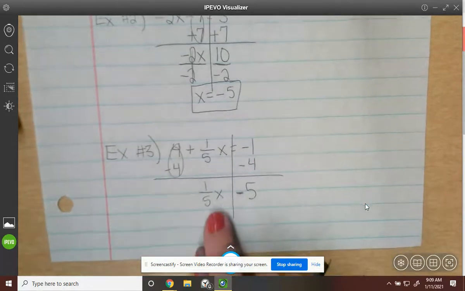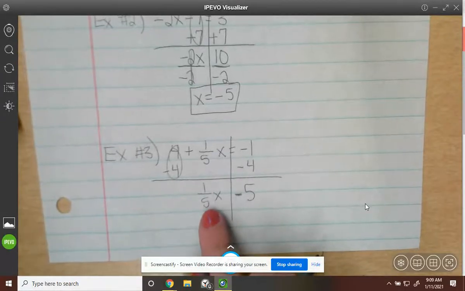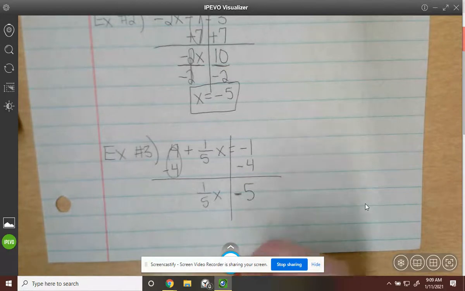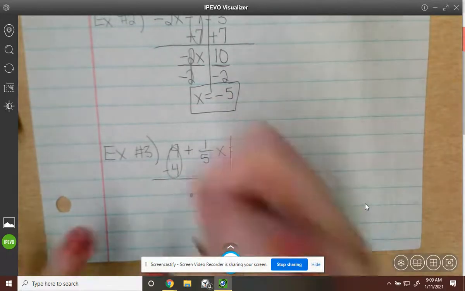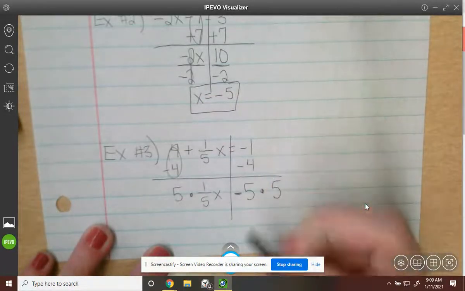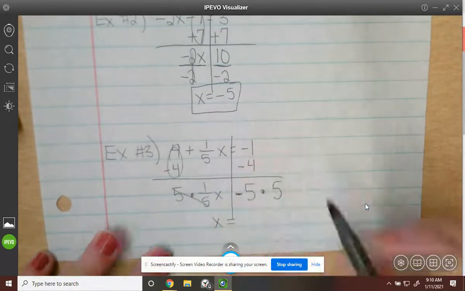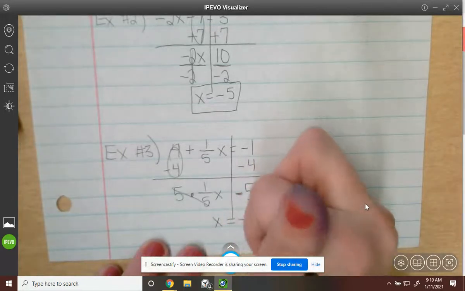So now we did this on Thursday and Friday. How do I get rid of this fraction here? I can divide it, sure. There's an easier way though. I can multiply by its multiplicative inverse. Remember, what's the multiplicative inverse of 1/5? 5. Okay, what you do on one side, you do on the other. This cancels out, leaving me with just x. And then negative 5 times 5 is a negative 25.